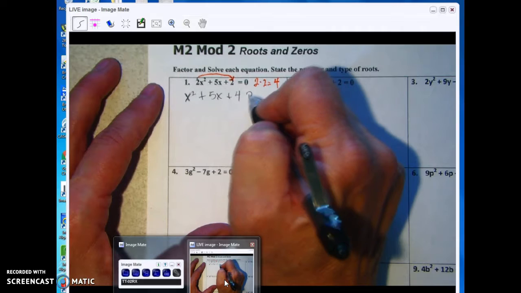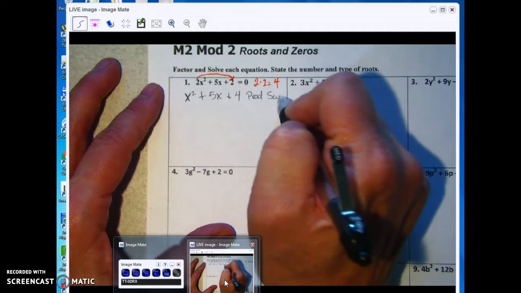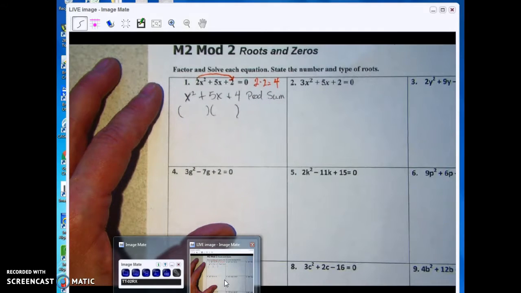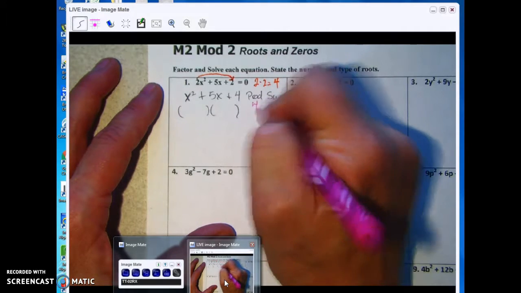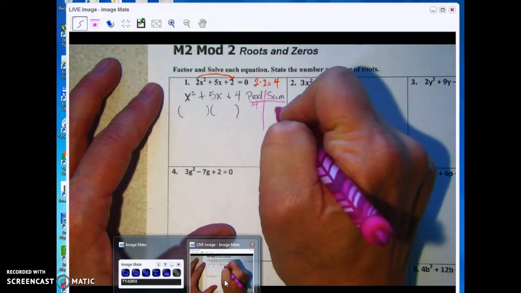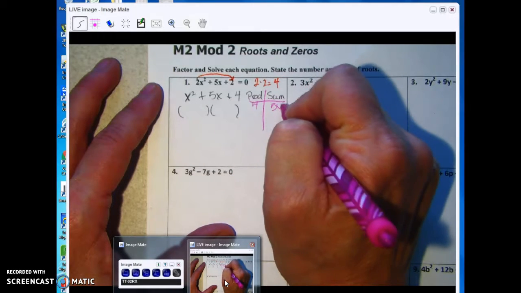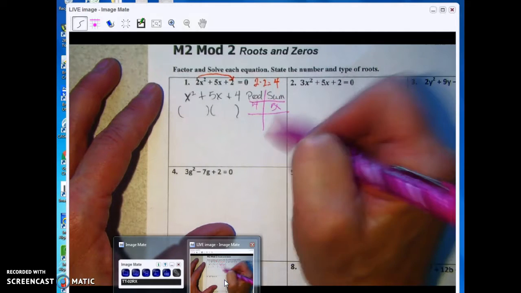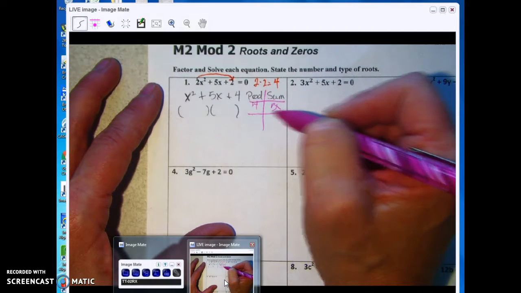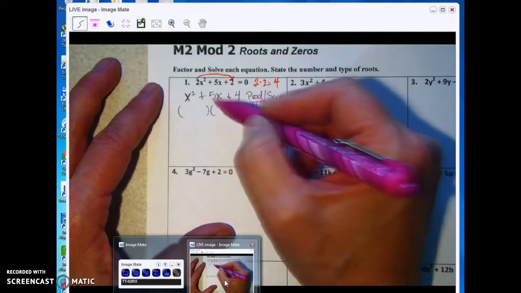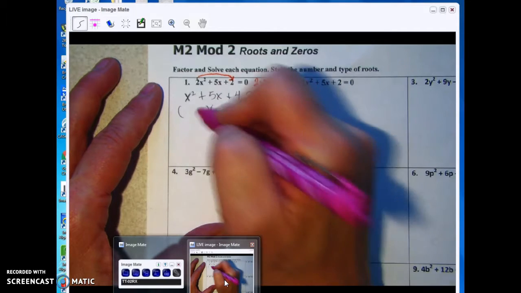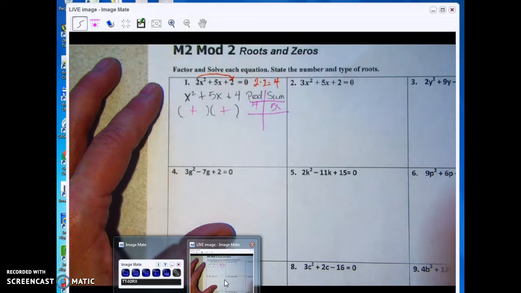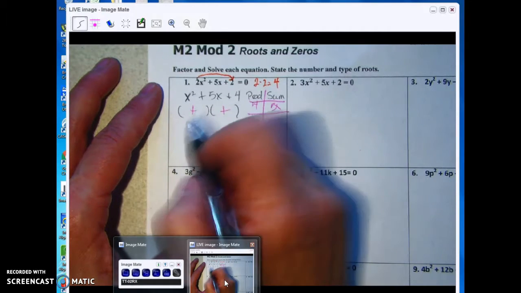Now, product, sum, because now we're going to factor that. So our product needs to be 4. Our sum needs to be 5. Not 5x, just 5. Everything in this equation is positive, so that tells me both signs are going to be positive. Now, what am I going to put here and here?